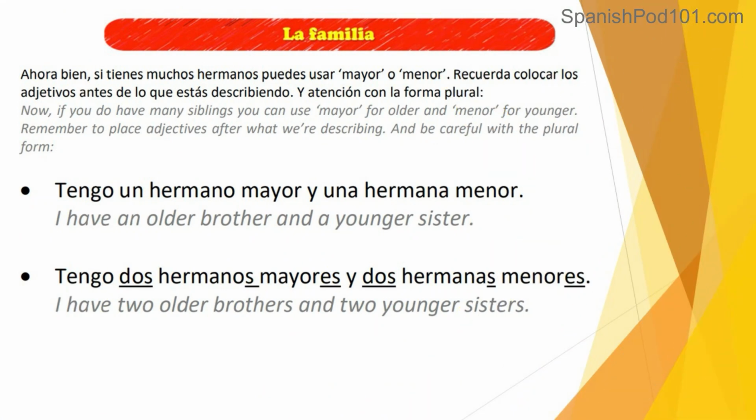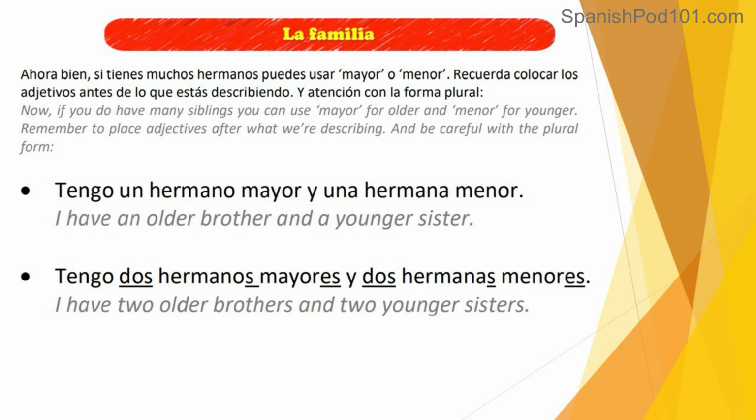Now, if you have many siblings, you can use mayor for older and menor for younger. Remember to place the adjective after what we are describing, so be careful with the plural form. Let's have a look at an example here. Tengo un hermano mayor y una hermana menor. I have an older brother and a younger sister.